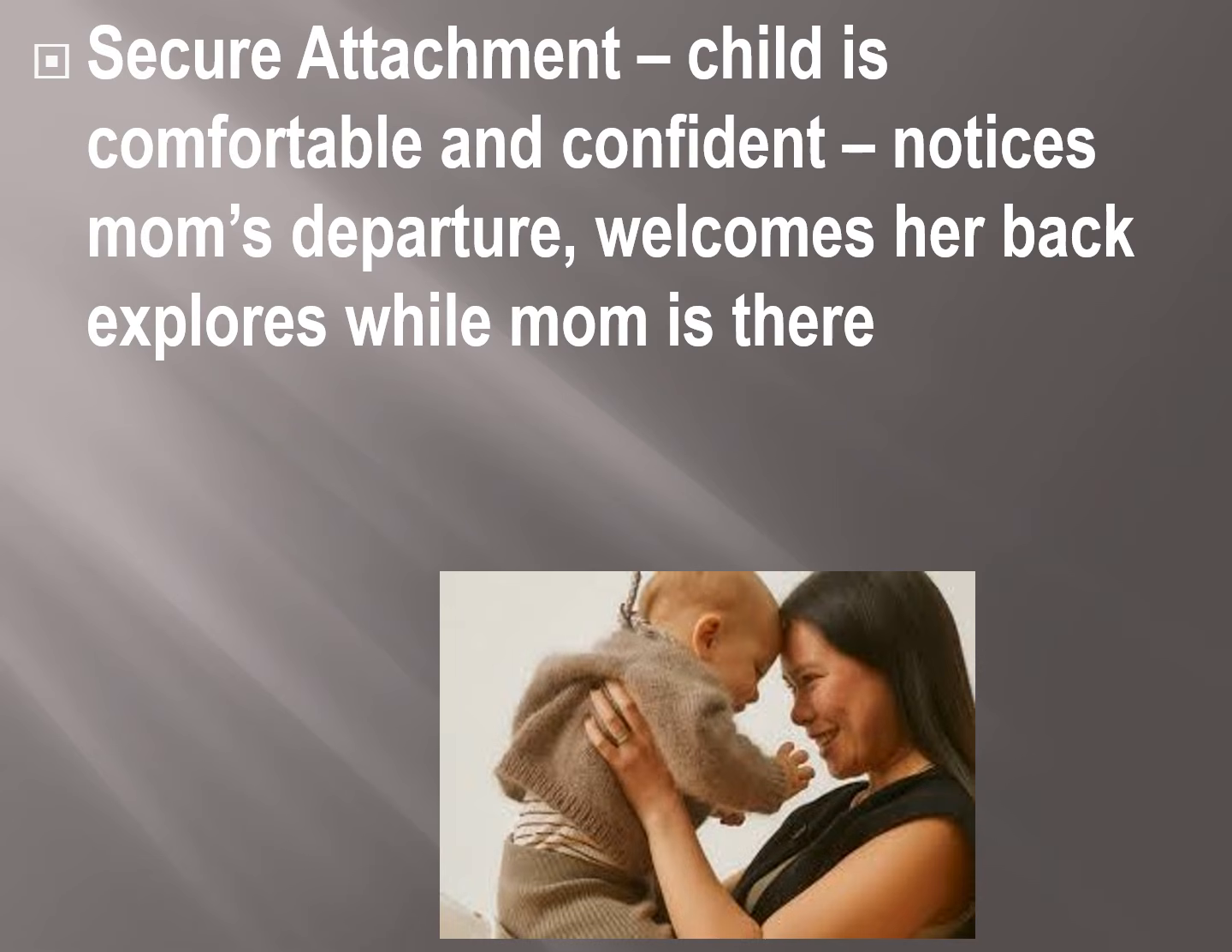Secure attachment is where the child is comfortable and confident. So they notice when their mom leaves them, and while she's gone, they'll play, and when she comes back, they're excited to have her. That's secure attachment. And of course, there are like 4 or 5 types, and you don't have to fit all into one category. You can be bits and pieces.